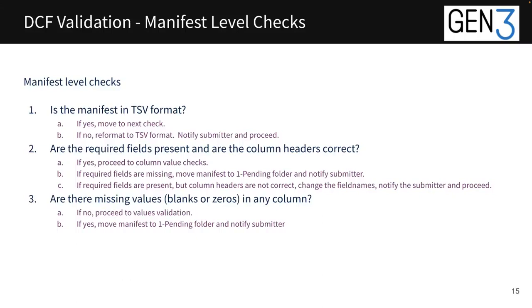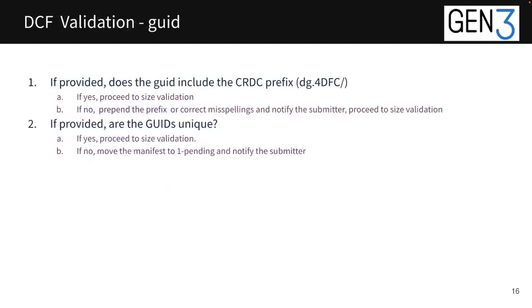We next ask, are there any missing values, blanks or zeros in any of our required columns? If there are not, we'll proceed to values validation. If there are, we'll move the manifest to the pending folder and notify the submitter that we've run into issues. We then move to validation of individual columns.